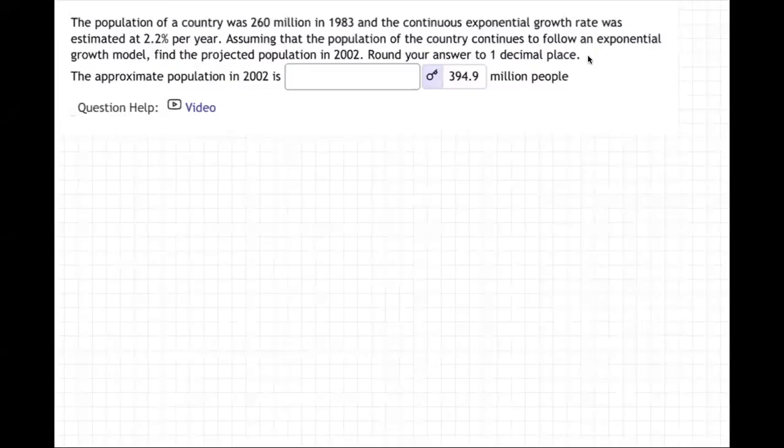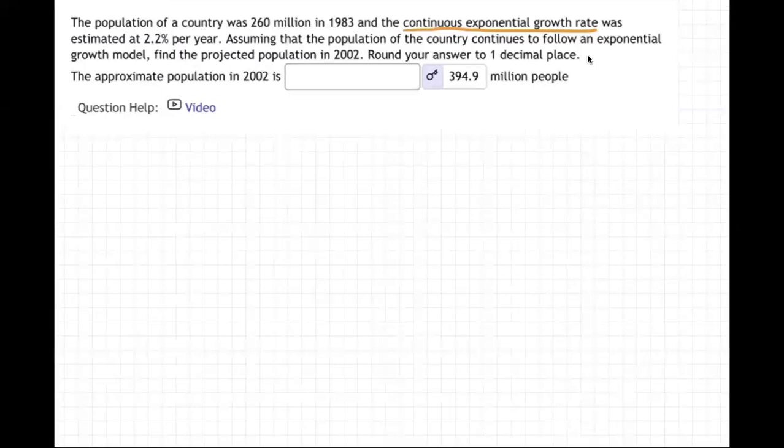Welcome to an example in which we're trying to estimate population growth. The population of a country was 260 million in 1983, and the continuous exponential growth rate was estimated to be 2.2% per year. Assuming that the population of the country continues to follow an exponential growth model, find the projected population in 2002, rounded.